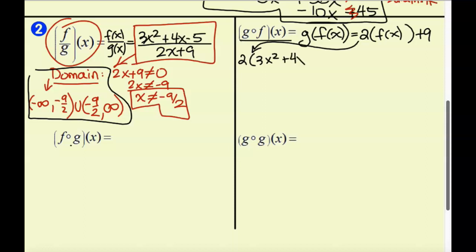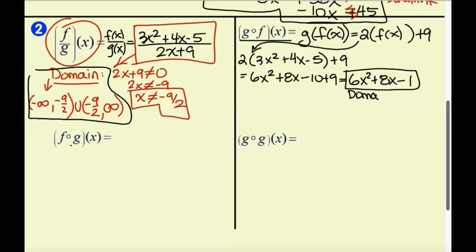So 2 times 3x squared plus 4x minus 5 plus 9. And then you just look at what you have and distribute the 2: 6x squared plus 8x minus 10 plus 9. So then you get 6x squared plus 8x, and that would be minus 1. And that would have a domain of all real numbers because it is just a quadratic. Nothing restricted there.